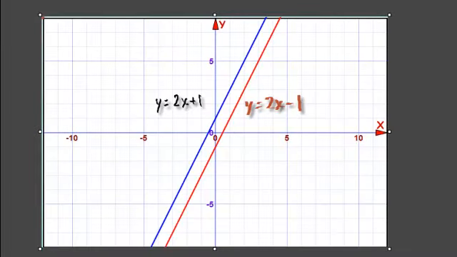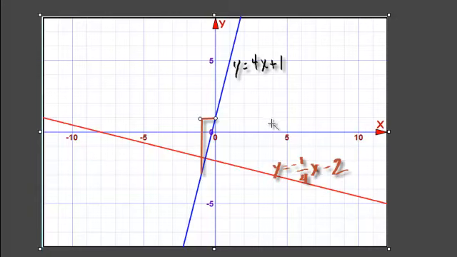Here's a couple of parallel lines that I've graphed for you, and I wrote their equations out to the side. The blue one is y equals 2x plus 1. The red one is y equals 2x minus 1. They have exactly the same slopes. I can read that off of here and here. m equals 2 in both cases. And you can see that their rise and their run are exactly the same. Their rise over run is exactly the same.